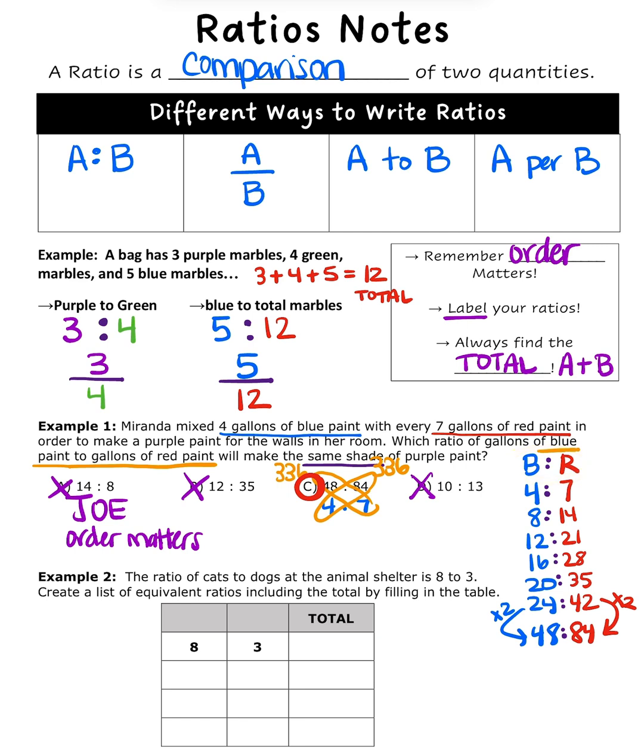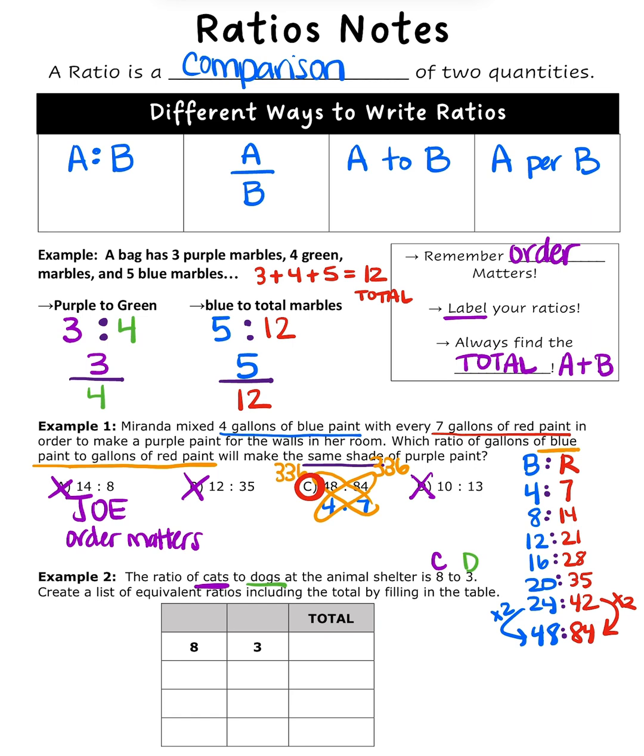All right, let's look at example 2. So example 2 says the ratio of cats to dogs at the animal shelter is 8 to 3. Create a list of equivalent ratios, including the total, by filling in the table. So it says the ratio of cats to dogs. So I know cats is first. So I'm going to label that 8 with a C. And it says dogs is second, right? Again, cats to dogs here. Cats was first, so it represents the first number.